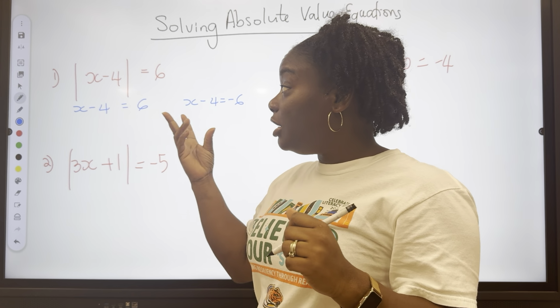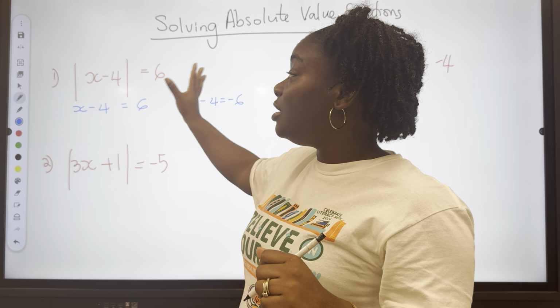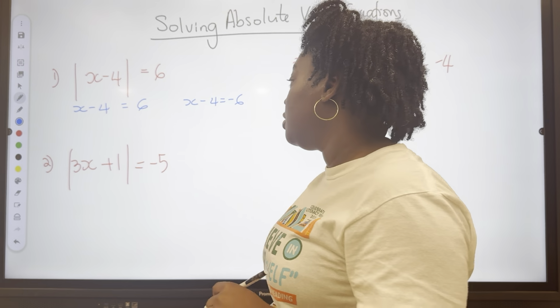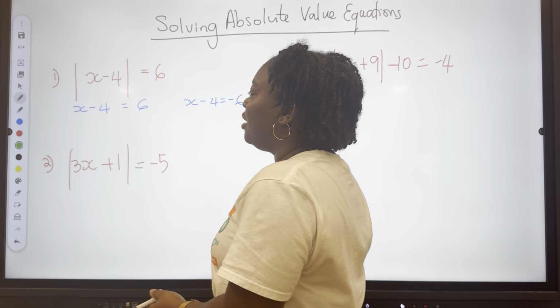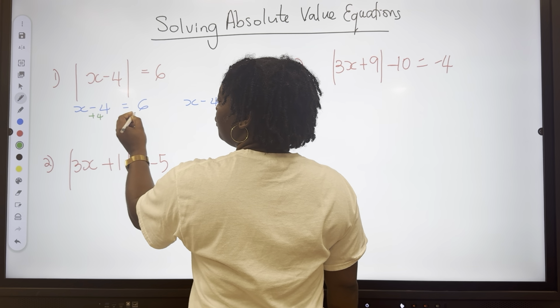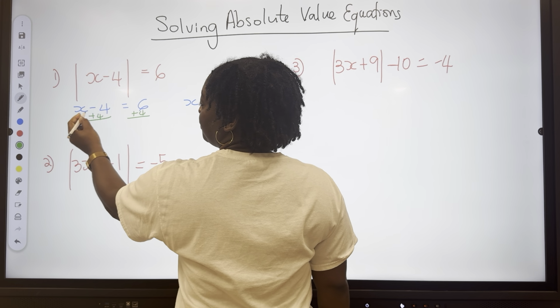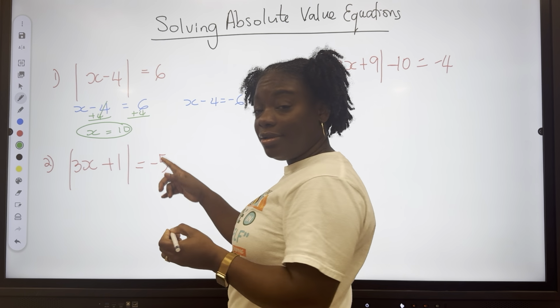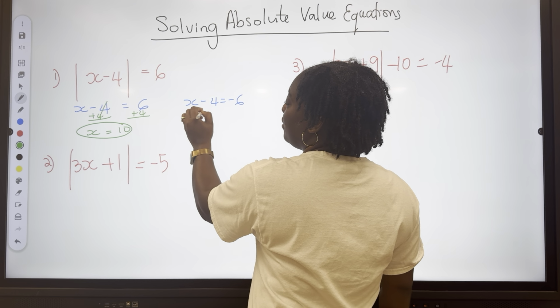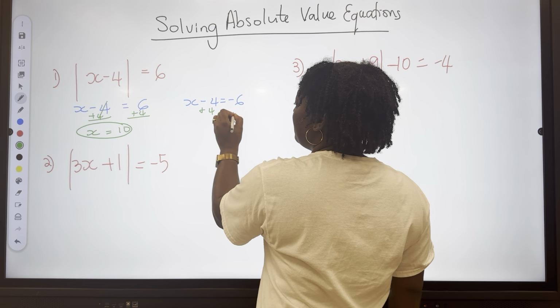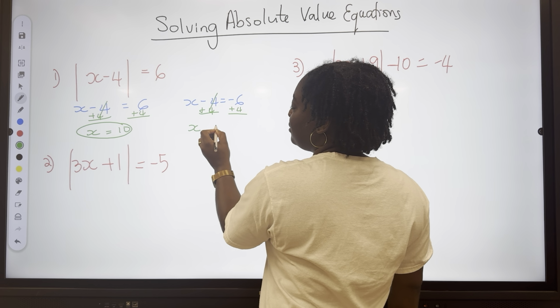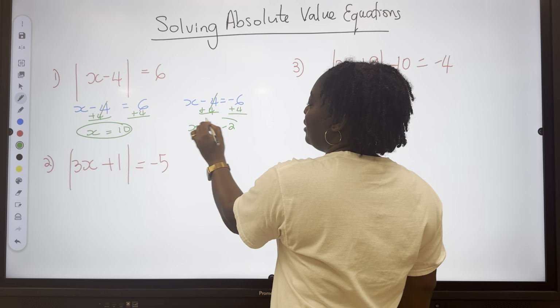So when solving your absolute value equations, you must have two solutions. We're going to solve these like we would solve regular equations. So that's plus 4, plus 4. So x is equal to 10 and x is equal to negative 2.